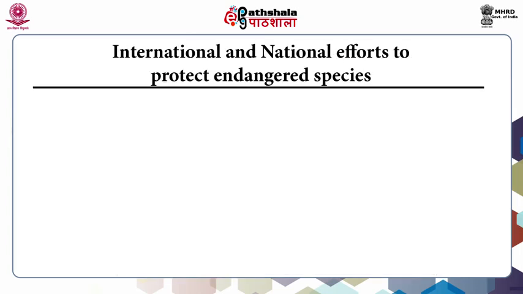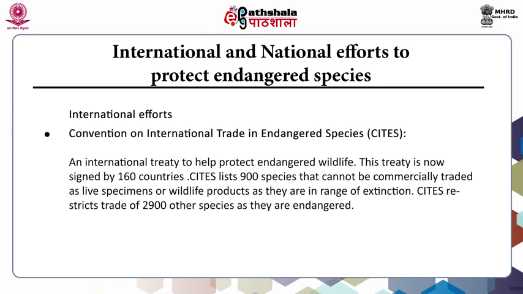Let me have a look at the international and national efforts to protect endangered species. International efforts include the Convention on International Trade in Endangered Species, that is called CITES. CITES is an international treaty to help protect endangered wildlife. This treaty is now signed by 160 countries. CITES lists 900 species that cannot be commercially traded as live specimens or wildlife products as they are in the range of extinction.